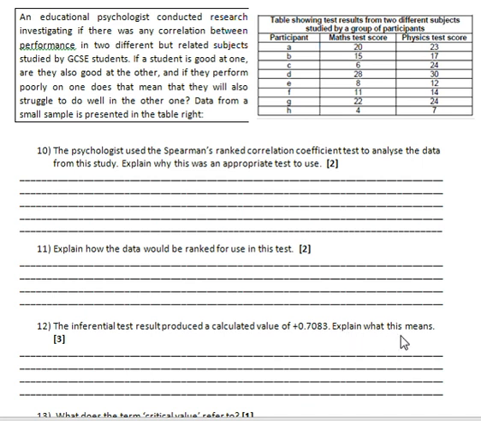Now it does say explain what this means. So what it means is that if you get a high score on a maths test, then you're likely to get a high score on the physics test as well. So you need to explain what that meant for that third mark.